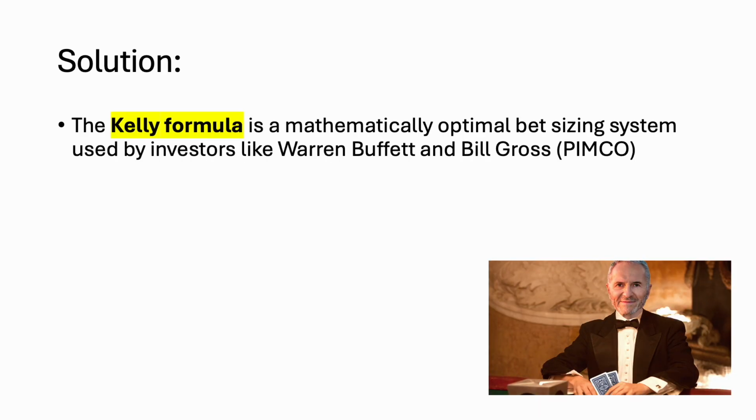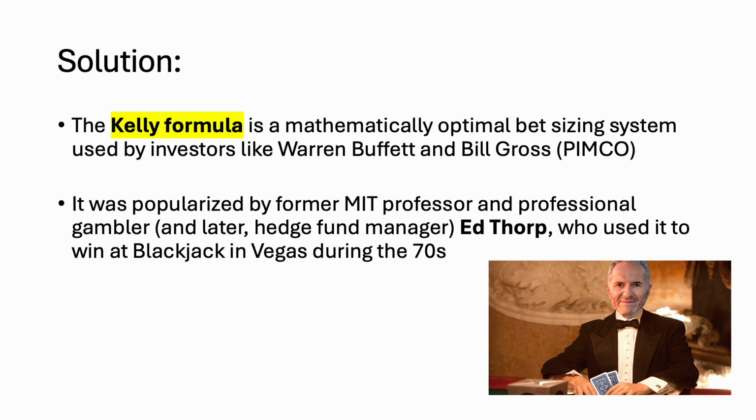The solution to this problem is captured by an equation called the Kelly formula, which is going to give us our optimal bet size. Now, this formula is famously used by investors like Warren Buffett and Bill Gross of PIMCO, but it was invented by this guy on the bottom right here named Ed Thorp. And Thorp was a former MIT professor and professional gambler who was actually one of the first people to use his math education to tilt the odds at the casino in his favor.